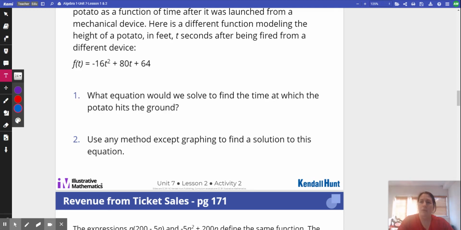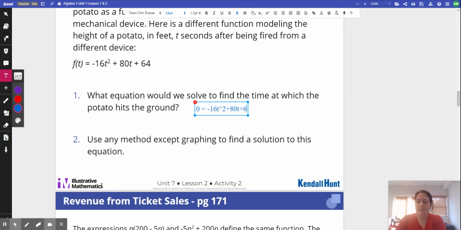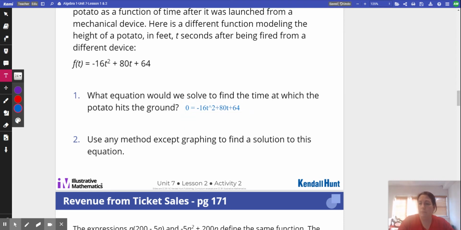Well, when it hits the ground, the feet would be at 0 feet. So the equation that we're going to solve would be 0 equals negative 16t squared plus 80t plus 64. This is the equation we're trying to solve. It says use any method except for graphing to find a solution to this equation. All right, try it out in your workbook and see if you can find what the answer would be for the time.